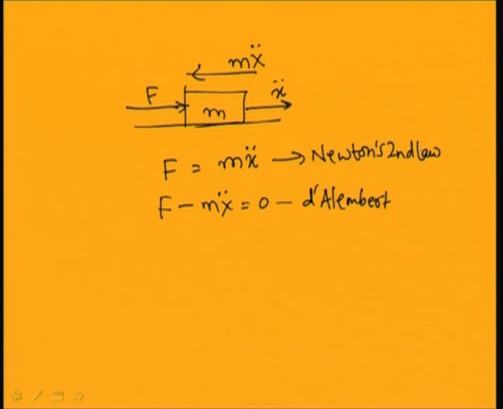So, already you know that by using Newton's second law or the D'Alembert principle, you can derive the equation of motion of a single degree of freedom system. Today we will derive some of the equations for the 2 degrees of freedom system by using these methods. So, let us take a simple 2 degree of freedom system with 2 masses and springs.